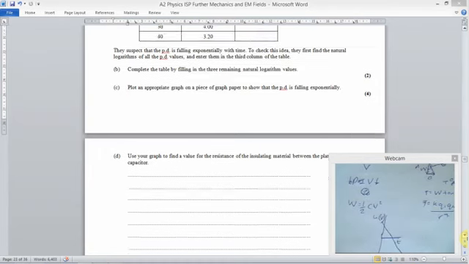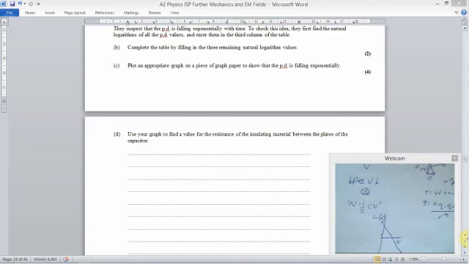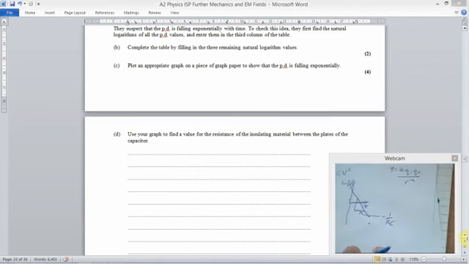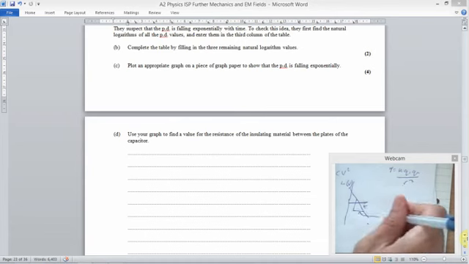Use a graph to find the value of the resistance of the insulating material between the capacitor. From the explaining everything task, the gradient of this is minus 1 over RC. That's a fact you do need to know. So you need to use the gradient to figure out the value of the resistance.